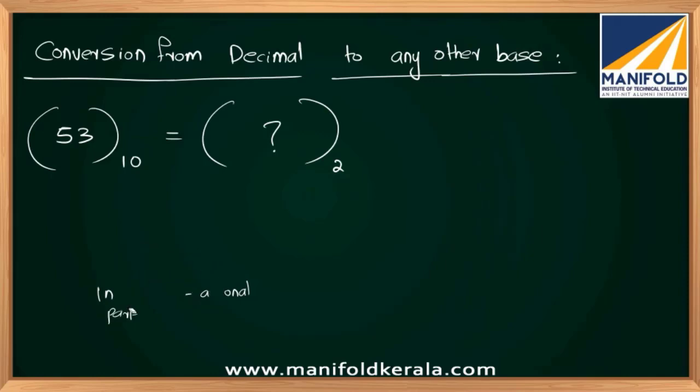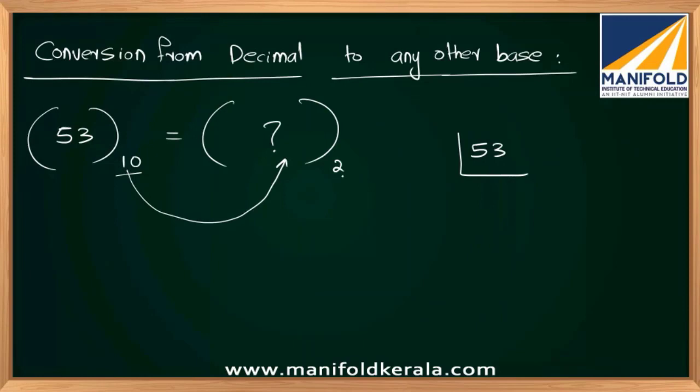Now, if it is only an integer part, what you do is repeatedly divide it by the base, whatever base you need to convert it into. It is given in the base 10 system, and you want to convert it into which base number system? What is the base of the number system you want the number to be converted to? It is 2. So you pick the base to which you have to convert the number, 2.